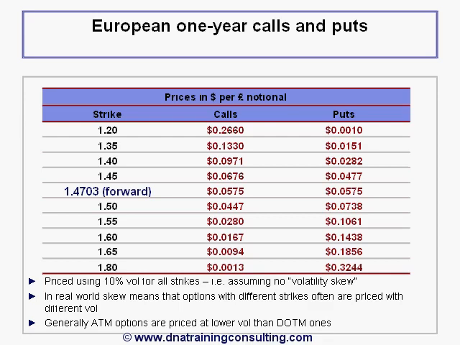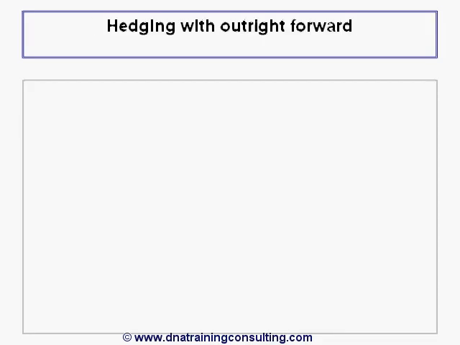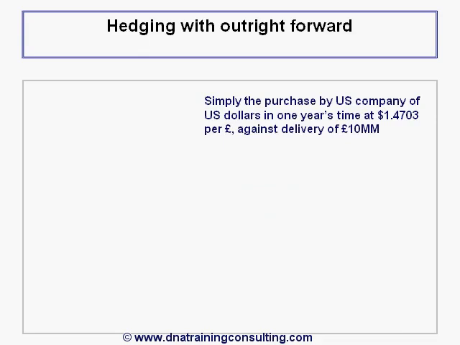With these prices in front of you, we proceed to examine the pros and cons of various hedging strategies for the long sterling position with which we began this module. The simplest hedge of all is probably the outright FX forward, which involves quite simply the purchase by the US company of dollars in 1 year's time at a predetermined exchange rate of 1.4703 per pound against delivery of 10 million pounds.